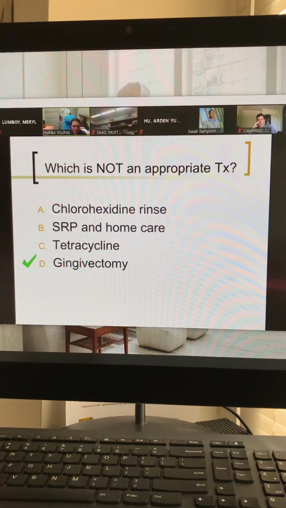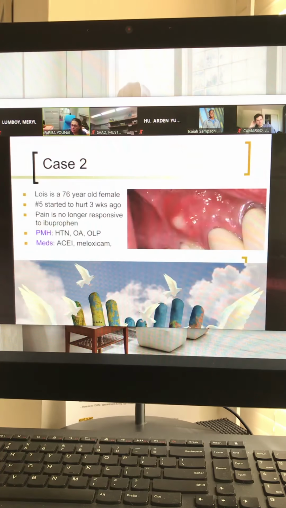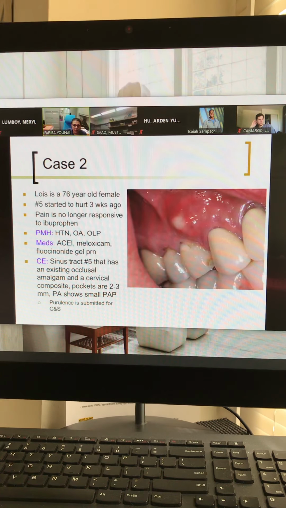So gingivectomy was the right answer. So let's go on and look at another case. This is another type of infection now.